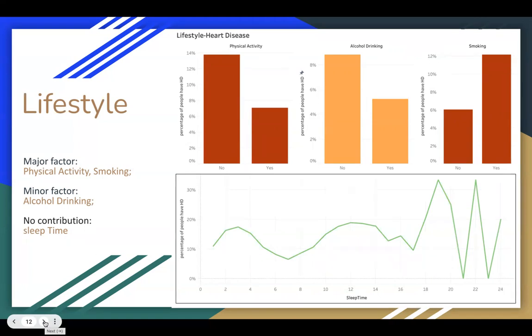The horizontal axis of sleep time means how many hours people slept in the past 24 hours. And we can observe that there is no pattern, so it is no contribution factor. In conclusion, if we want to avoid heart disease efficiently, we need to do physical activity and stop smoking. Also, drinking alcohol appropriately is a good way to prevent heart disease.